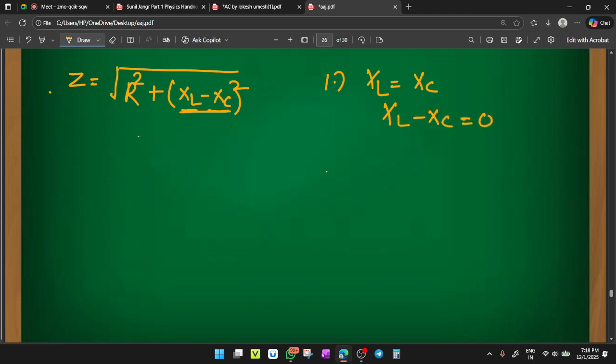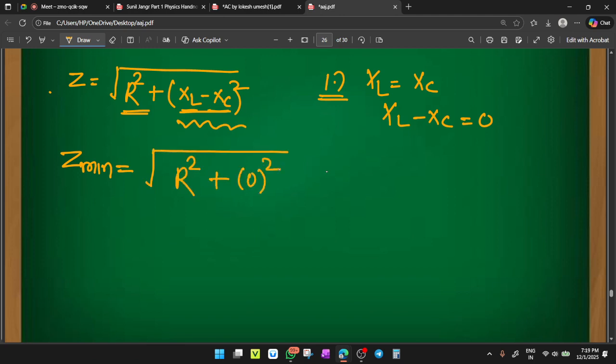So in that case, you have the minimum value of impedance, because these two terms are frequency dependent, but resistance is independent of the frequency. So at the time XL equals XC, you will have the minimum value of impedance. The minimum impedance equals under root R square plus 0 square whenever XL equals XC. So Z minimum, the minimum value of Z, is equal to R.